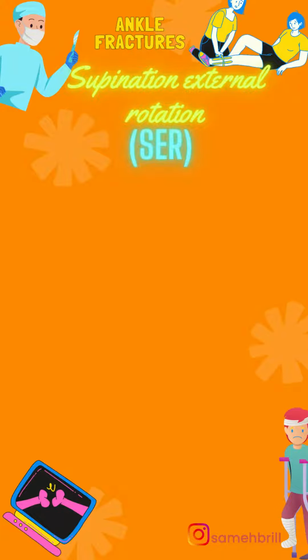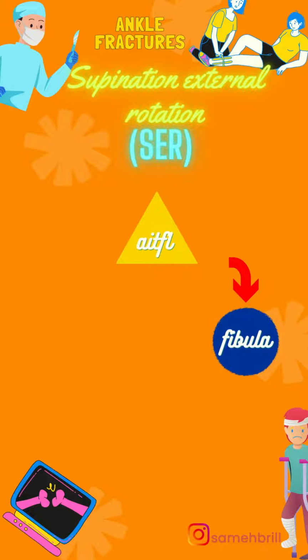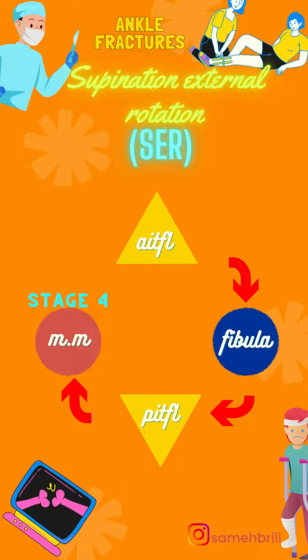In SER injuries, the anterior inferior tibiofibular ligament is the starting point, which is stage 1. As the force continues, next in line will be the fibula. Fibular fracture in this pattern can be an oblique or a spiral fracture. That's stage 2. Stage 3 involves the posterior inferior tibiofibular ligament. And finally, stage 4 is the medial malleolus.